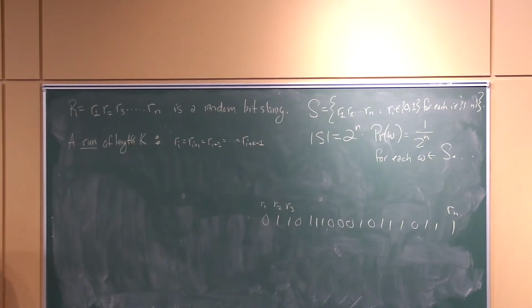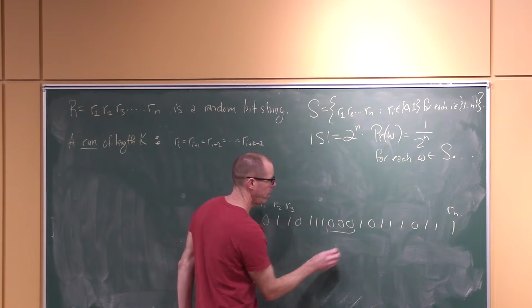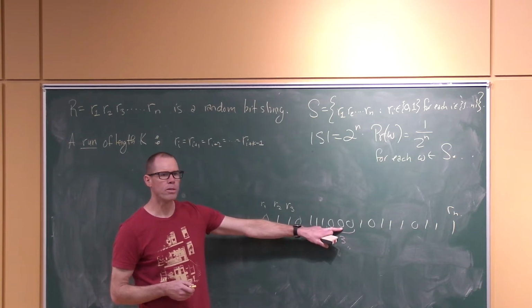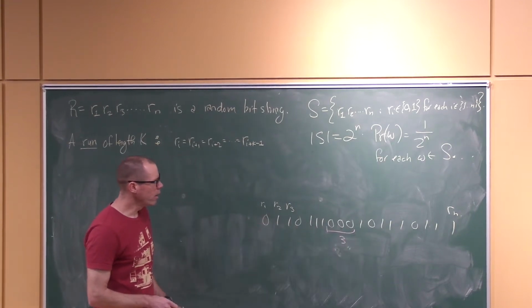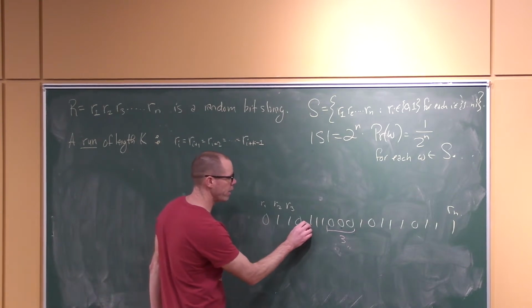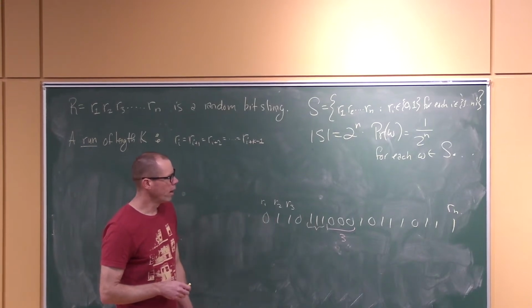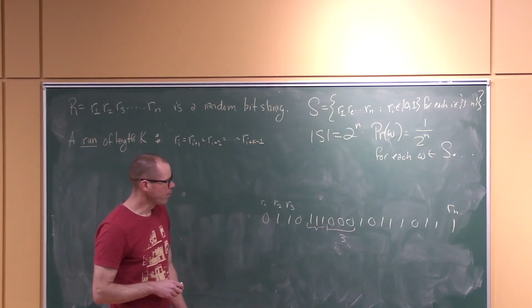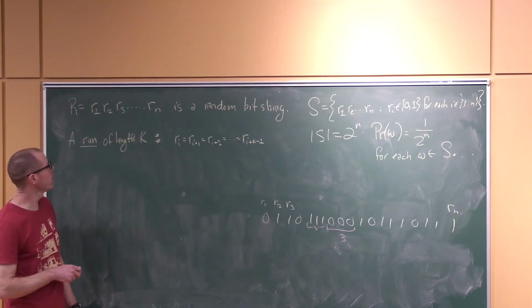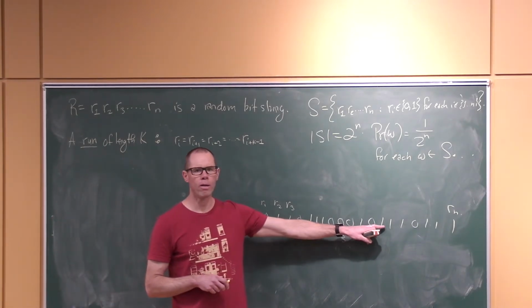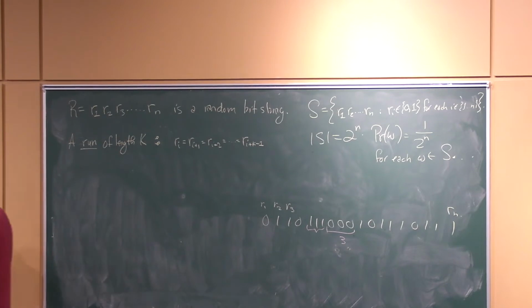And where are the runs here? Well, for example, here is a run of length 3. Right, this is Ri. That's equal to Ri plus 1, and that's equal to Ri plus 2. Here is another run of length 3. These 3 1s in a row. This is Ri plus 1, Ri plus 2, and so on. So that's what a run of length 3 is, and in general, a run of length k is you just have k things in a row that are all the same value.